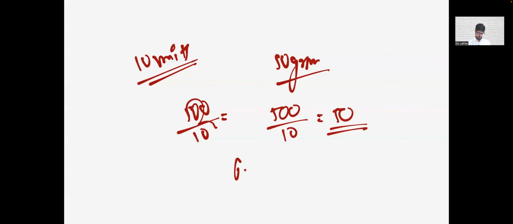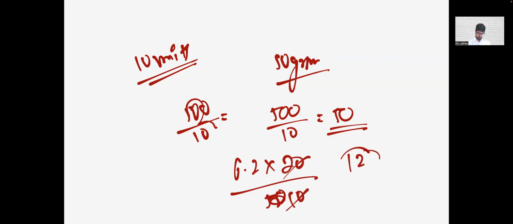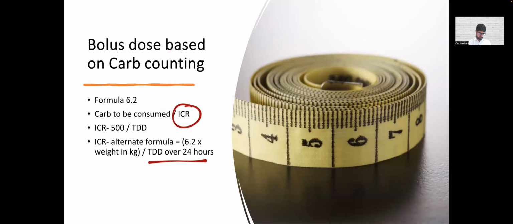So that is 6.2 into weight, which was 20 kgs, divided by total dose, which was 10 units. So this will be coming to about 12. Okay, so the insulin carb ratio comes to about 12. So 12 means that for every 12 grams of carbohydrate, you will be giving 1 unit of insulin.